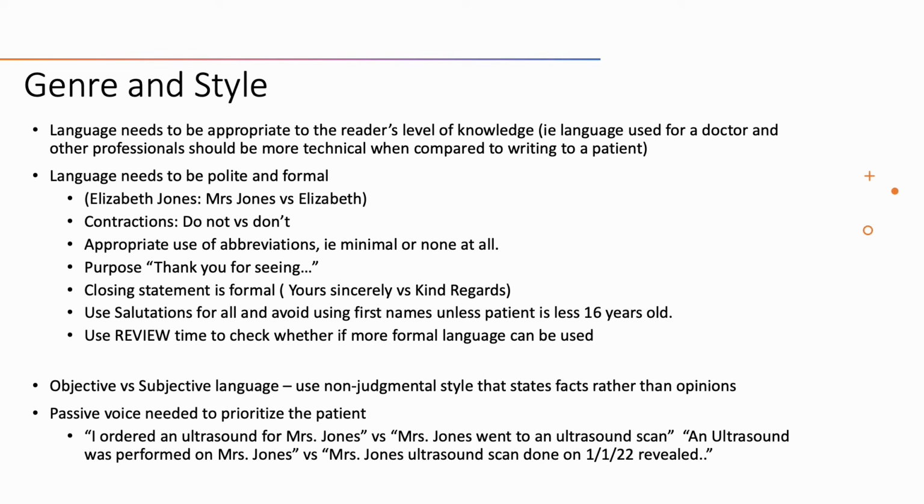The first example, "I ordered an ultrasound on Mrs. Jones," is an active phrase. You're saying what you've done to the patient. The second phrase, "Mrs. Jones went to an ultrasound scan," is also an active phrase. It tells what Mrs. Jones did. Next, "an ultrasound scan performed on Mrs. Jones" is more preferable. This is a passive phrase. It says what was done to Mrs. Jones, and what was done here, an ultrasound.